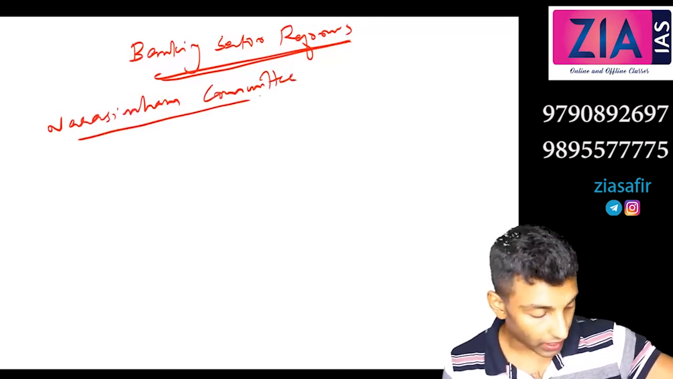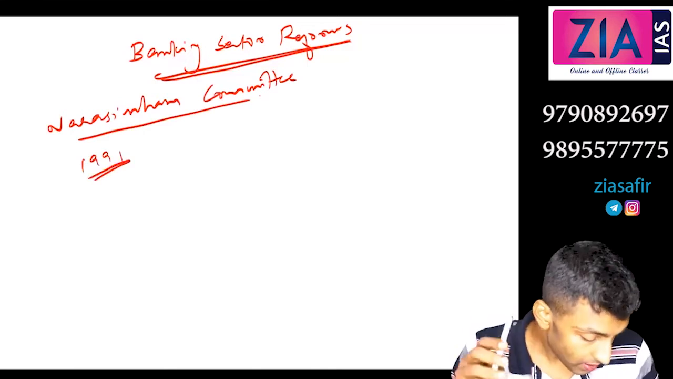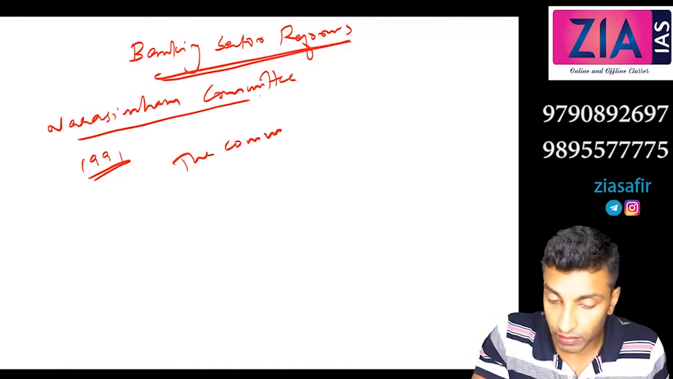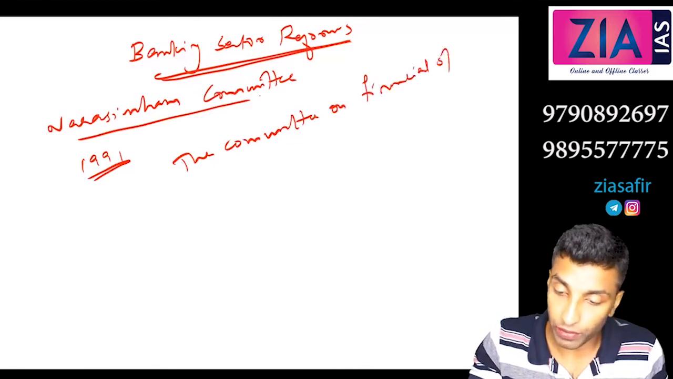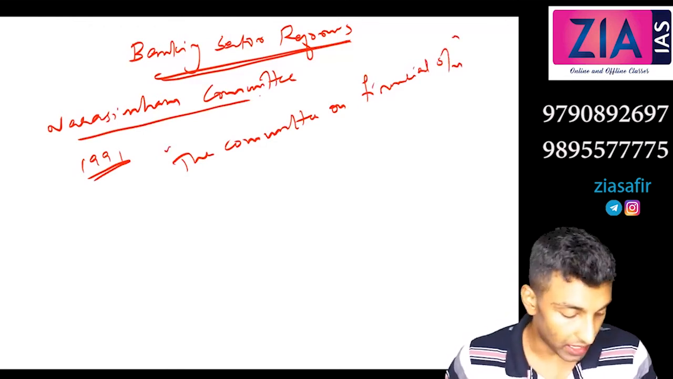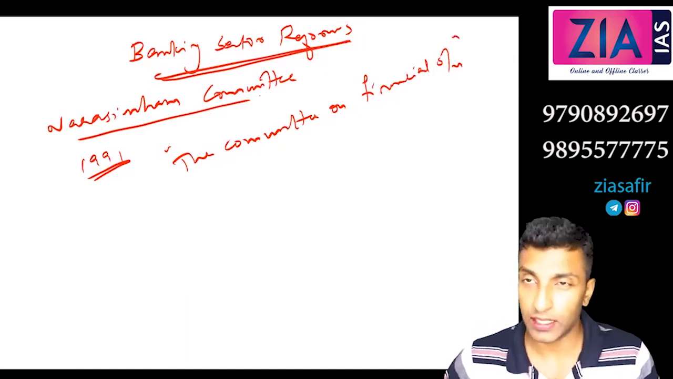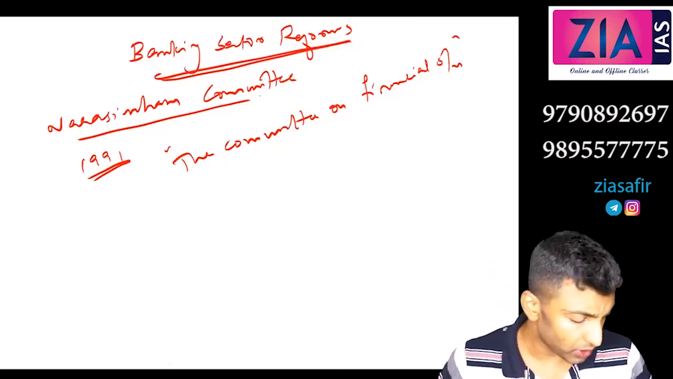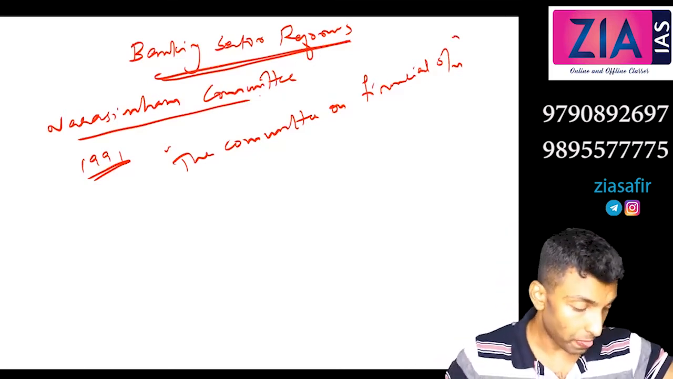Okay, you give under that you can write: in 1991 government set up the Committee on Financial System. The name of the committee is the Committee on Financial System under the chairmanship of Mr. M. Narasimham, former governor of RBI. So Narasimham was the chairman, who was a former governor of RBI. And this is very important because most of the recommendations were actually accepted by the government. Okay, so we can see the recommendations.